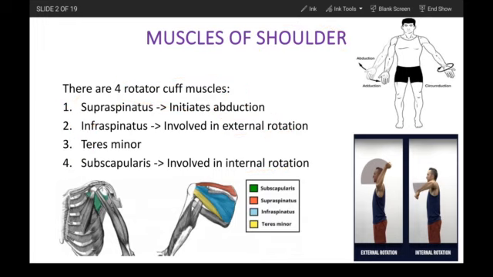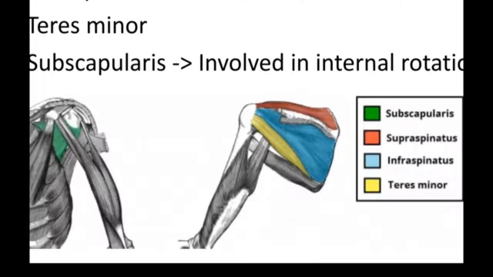To remember the rotator cuff muscles, this is the mnemonic SITS. Supraspinatus, infraspinatus, teres minor, because this is minor, therefore a small t, and subscapularis. As you can see in this image here, this white part here is the spine, the spine of the scapula.